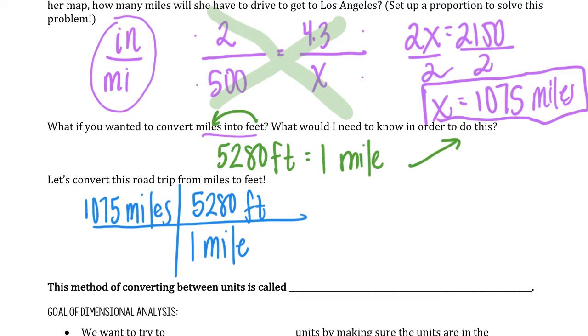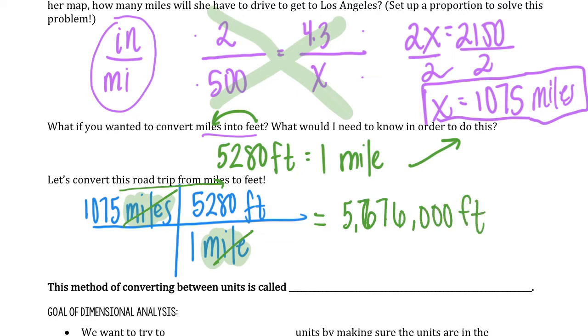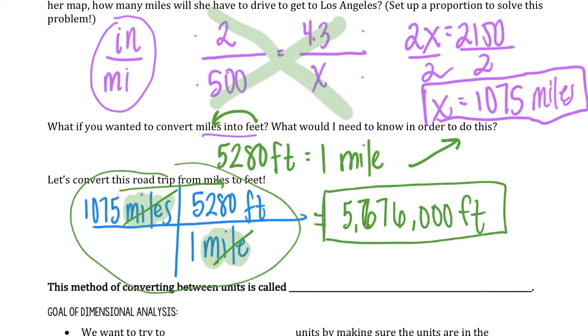Now, it's important that I put this miles in the denominator because the miles in the numerator will cancel with it. So when you have something in the numerator and something in the denominator, those units will cancel. Then we will multiply straight across. 1,075 times 5,280 gives you 5,676,000 feet. This little T-chart here is what we will be using as we do more difficult problems.